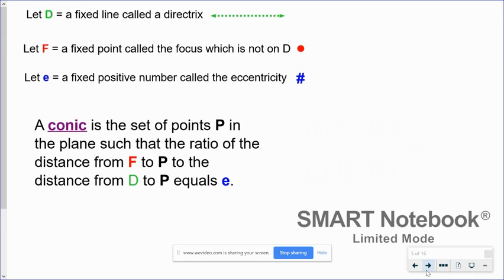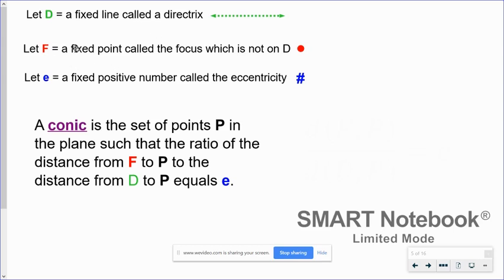And it starts with us setting some conditions. So first of all, we are going to find a fixed line, and I'm going to call it a directrix. You should understand that it is a line that helps define a conic. There's not necessarily anything else to do with the conic.